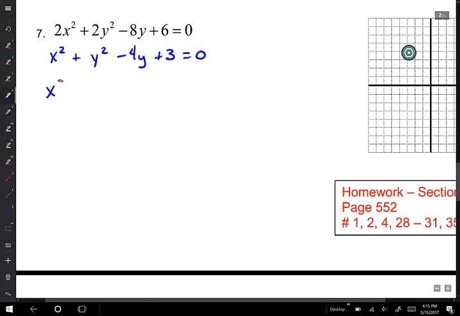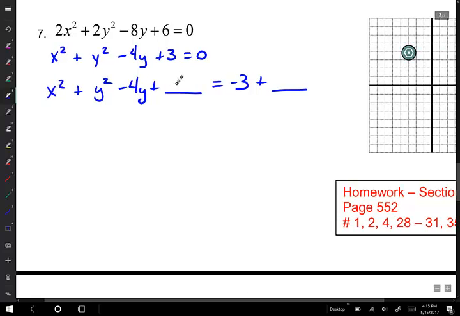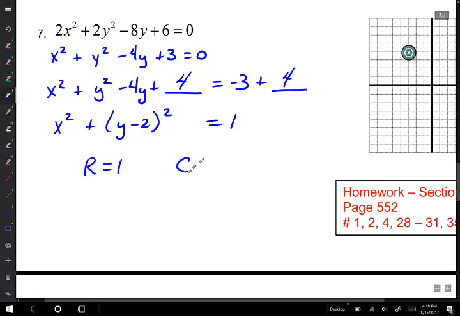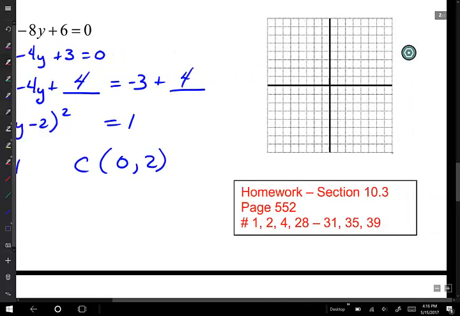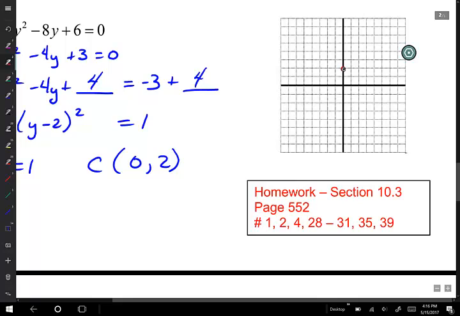Now I'm going to complete the square. We intentionally do not have anything here with the x squared, and so that's just going to be x minus 0. As I work through this, I brought the 3 over and made it negative. What we're going to add to both sides is a positive 4, giving us x squared plus (y minus 2) squared equals 1. So our radius is 1, and our center is (0, 2). So let's sketch that. (0, 2) with a radius of 1, a very small circle going through there.